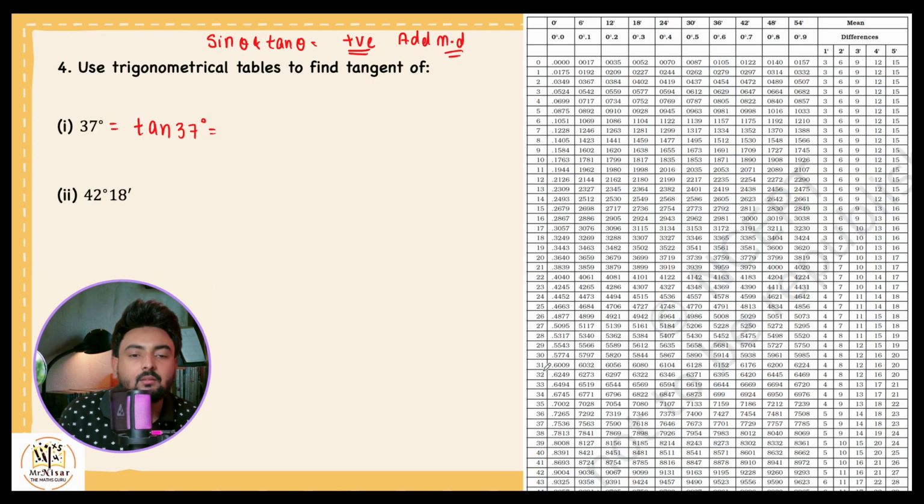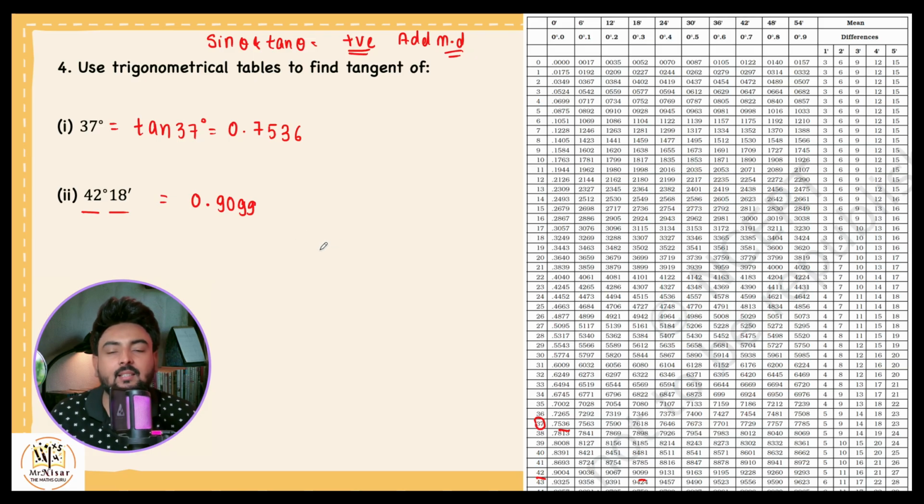So if I see here 37, yeah, so 37 will be looking in what? 0 degrees, 0 minutes, that will be 0.7536. Okay, then we have 42 degrees 18 minutes. 42 degrees, it's over here, and 18 minutes. Now directly 18 is given, so nothing you have to think about there. Directly you can write it's 0.9099. I hope it's making sense to you, and it's very easy. Let's go ahead. So what is the conclusion, children? In sine and tan we need to add, and in cos we need to subtract the mean difference. Let's move ahead.